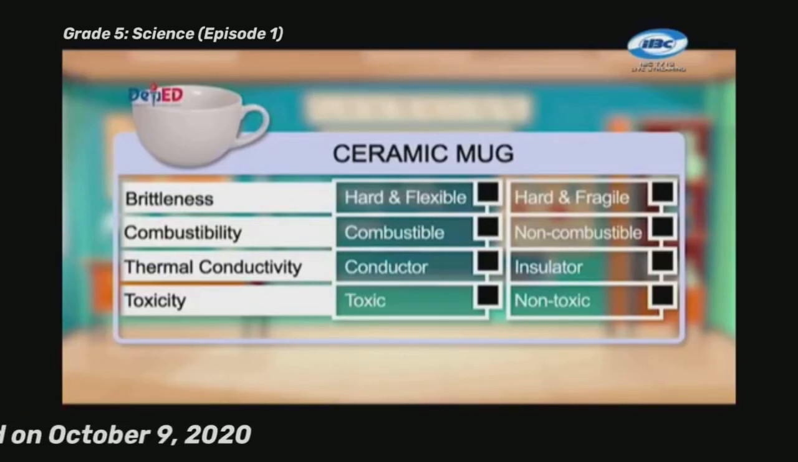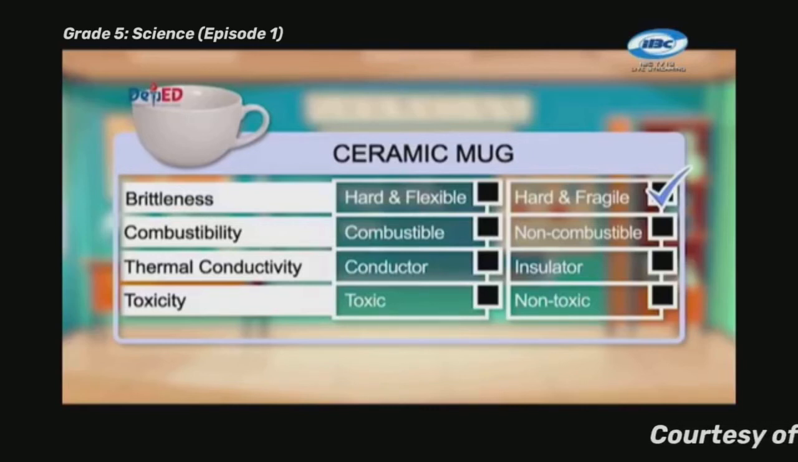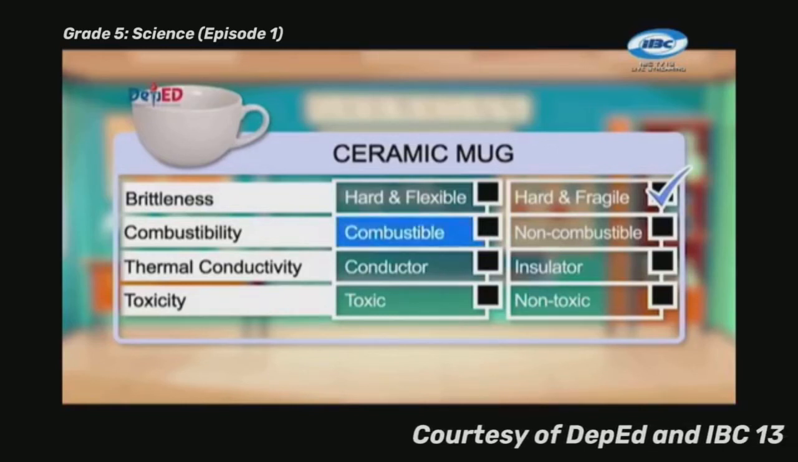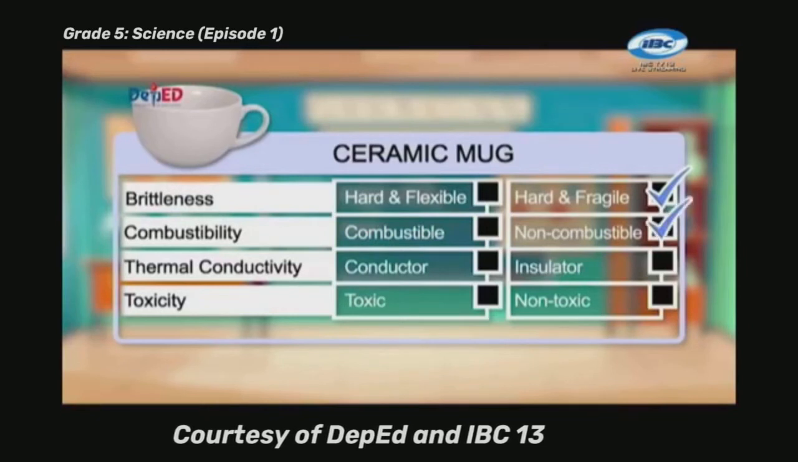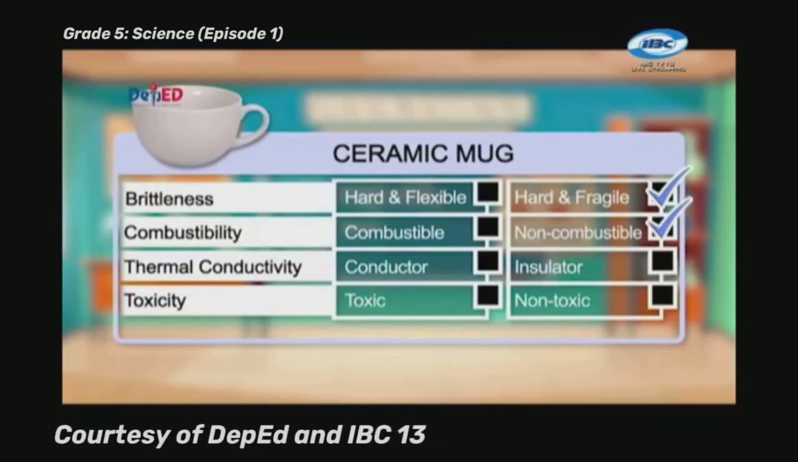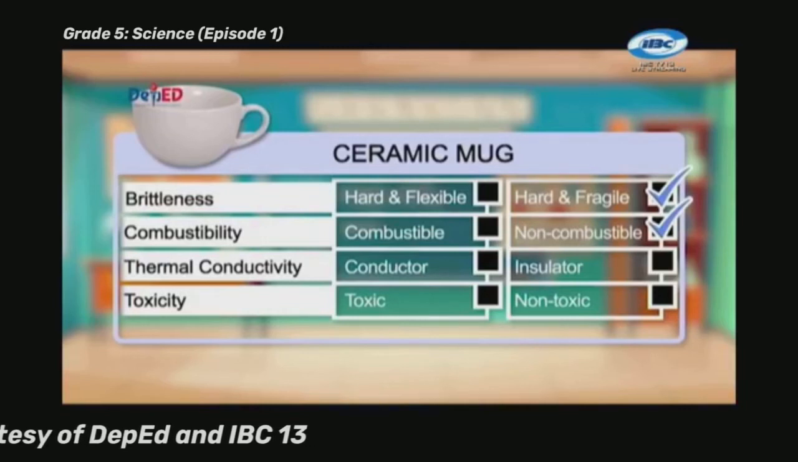Ceramic is made up of a mixture of clay, water, and powder. Is it hard and flexible or hard and fragile? It is hard and fragile. It easily breaks when accidentally pushed. As to combustibility, is a ceramic mug combustible or non-combustible? The answer is non-combustible. Ceramics, like plant pots, figurines, and cups, do not easily burn.